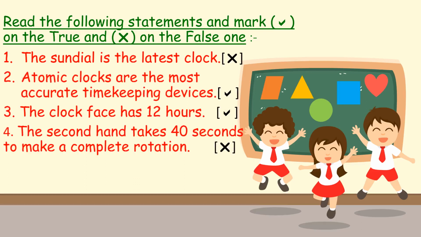Next exercise is, read the following statements and mark right on the true and wrong on the false one. The first one is, the sundial is the latest clock. It is false. The second one is, atomic clocks are the most accurate timekeeping devices. It is correct. True. The third one is, the clock face has 12 hours. It is also correct. True.